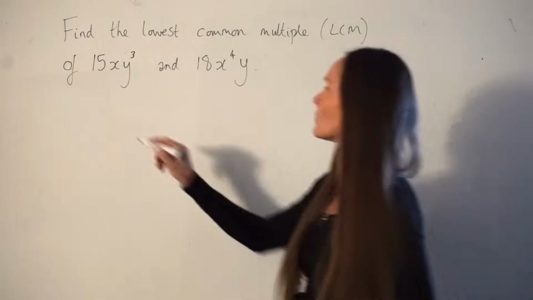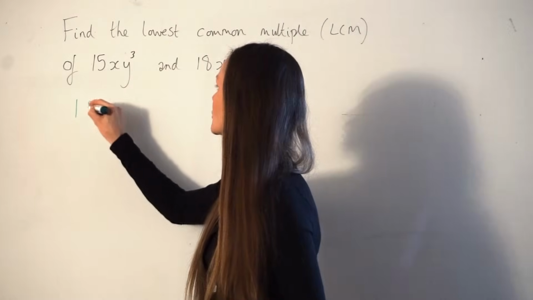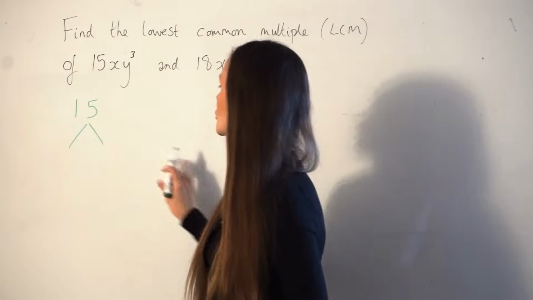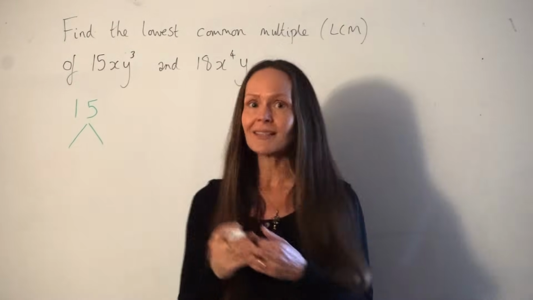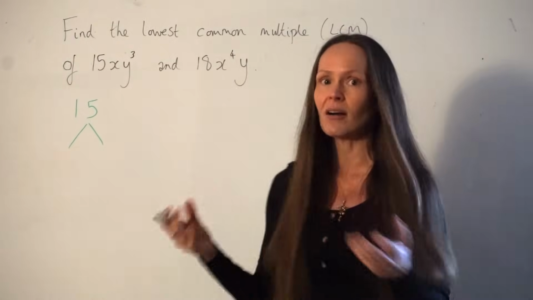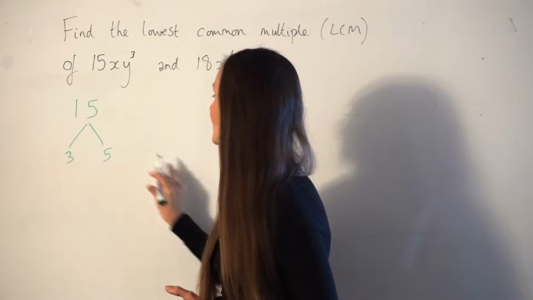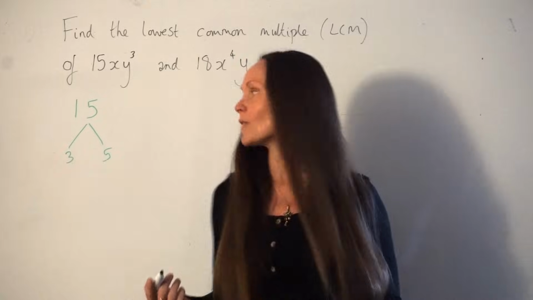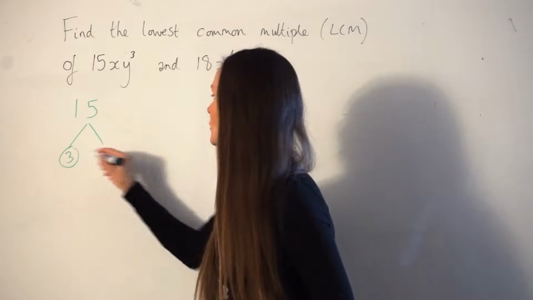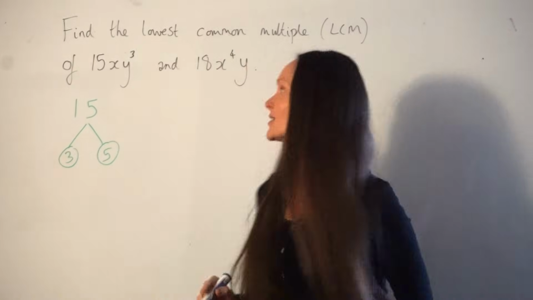So let's start with the number 15. Okay, so here's my factor tree. So I need two factors that multiply together to give 15, okay, that aren't 1 and 15. So that would be 3 and 5. And these are both prime numbers, prime factors. So this factor tree is already finished, okay, so that was nice and quick.